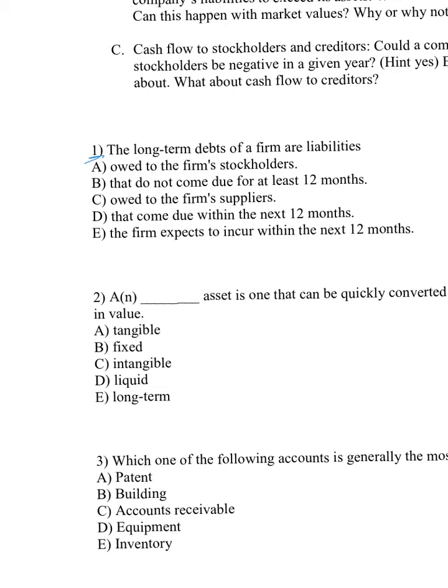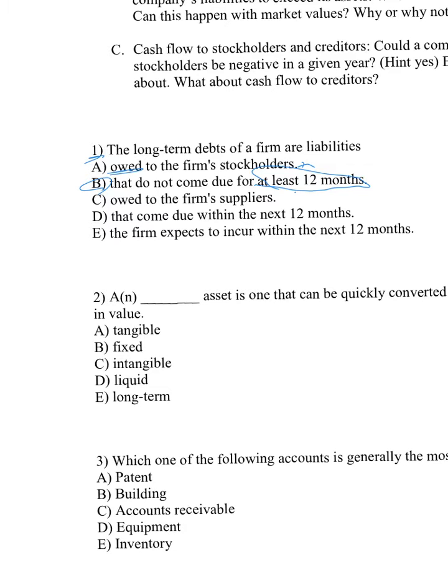Long-term debts of a firm are liabilities owed to the firm's stockholders, definitely not owed. So it's not A. That do not come due for at least 12 months. Yes, this represents some long-term information, and definitely this would be an option.